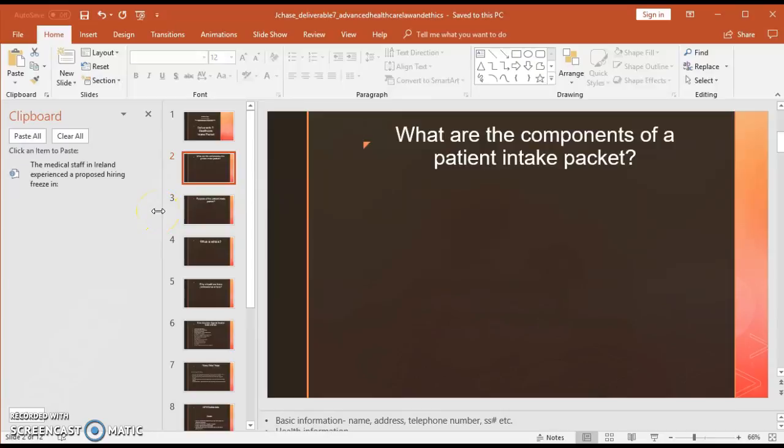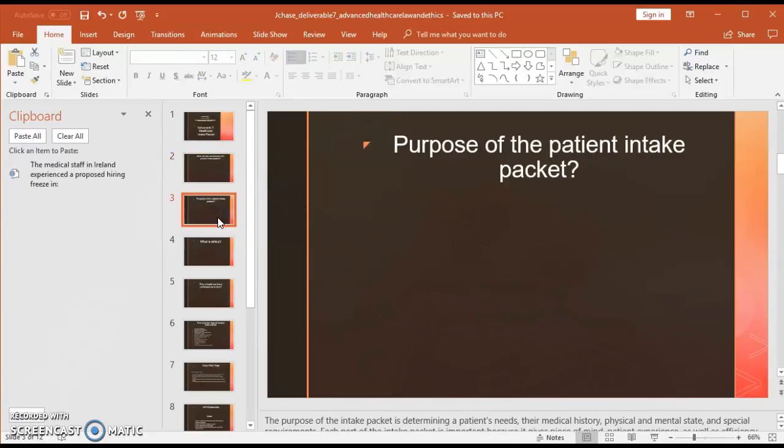What are the components of a patient intake packet? A patient intake packet has basic information such as name, address, telephone number, social security number, etc. It also has health information, family health history, as well as if you are taking any medications or allergic to any medications, as well as if you have had any surgeries or been hospitalized.